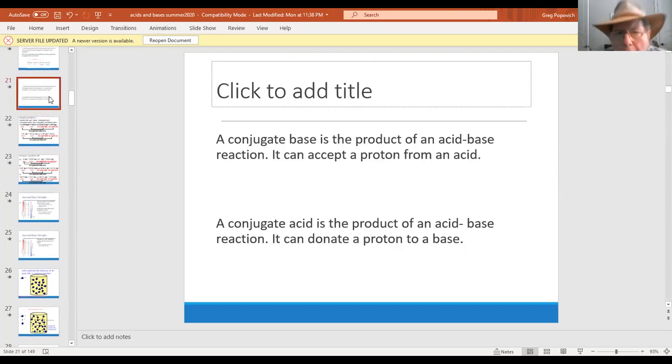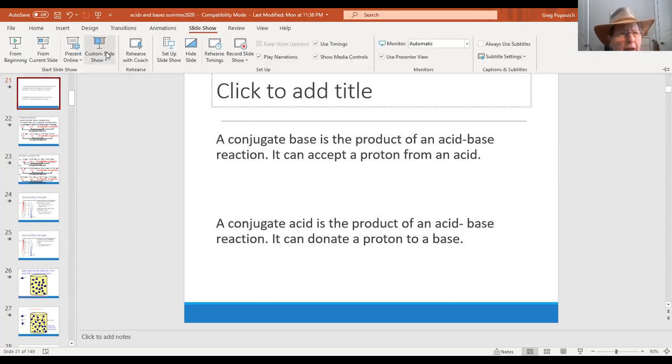So the conjugate base is in the products. Literally speaking, it's the product that can accept a proton from an acid. The conjugate acid is also in the products, and what it can do is donate a proton to a base.